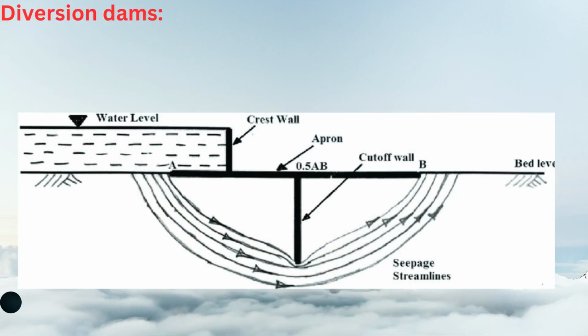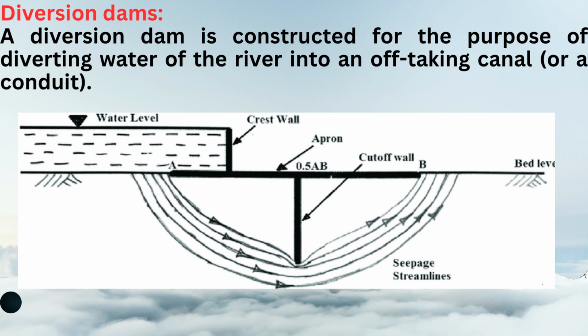So the second type is diversion dams. A diversion dam is constructed for the purpose of diverting water from the river into an off-taking canal or a conduit. So when there is a lot of water available in the river, we can divert that water into an off-taking canal, which can be used for farming or irrigation purposes or something like that.